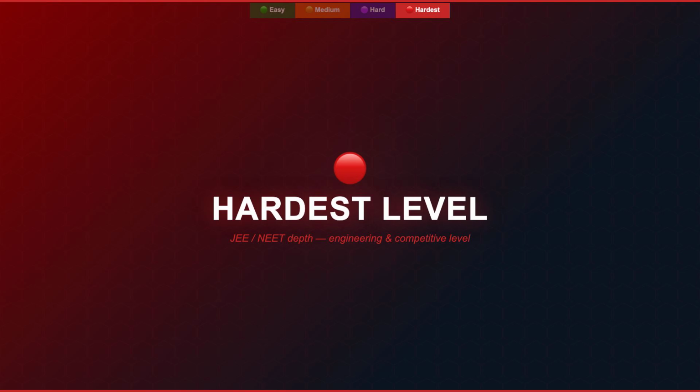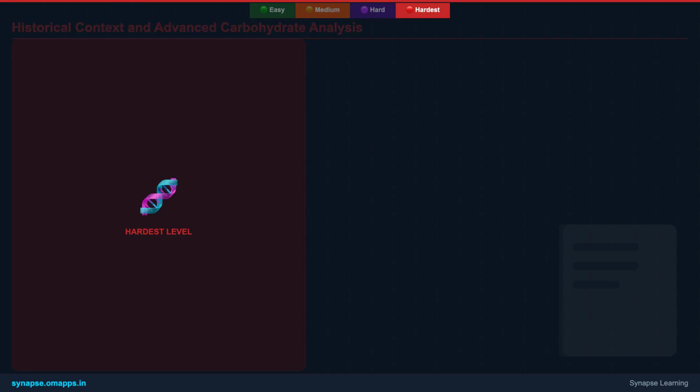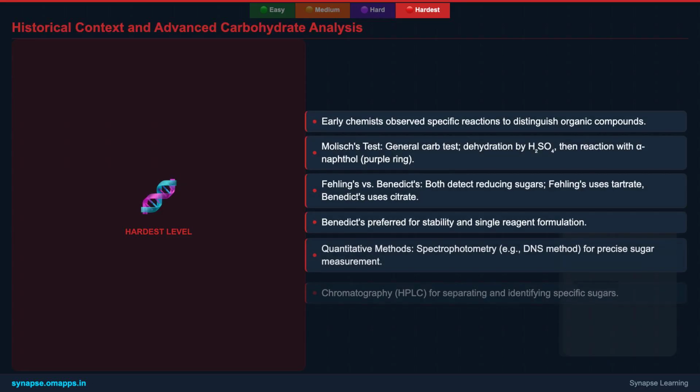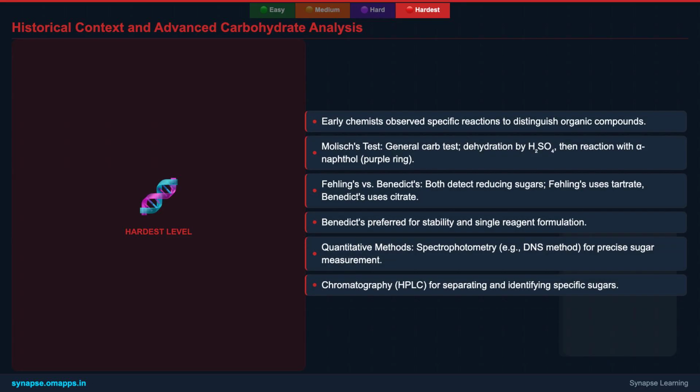Let's explore the intricate details, historical context, and advanced insights into testing for carbohydrates, proteins, and fats. The journey of discovering these tests began with early chemists observing how different organic compounds reacted. For carbohydrates, beyond Benedict's and iodine, there's Molisch's test, a general carbohydrate test that involves dehydration by sulfuric acid to form furfuryl derivatives, which then react with alpha-naphthol to give a purple ring.